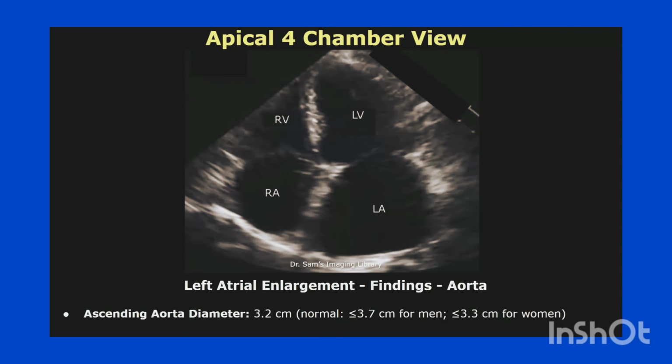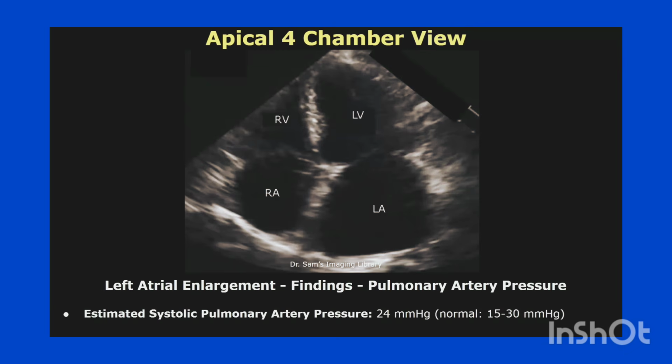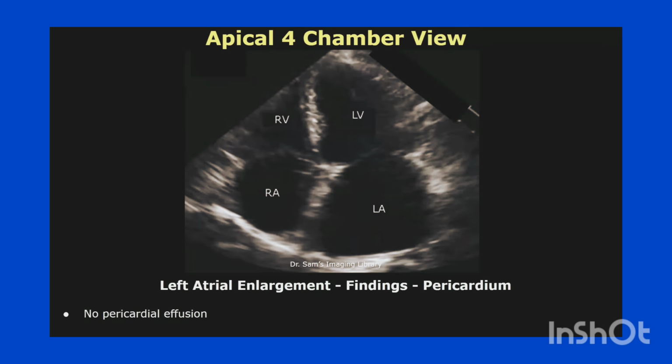The ascending aorta diameter is 3.2 centimeters, which is normal. The estimated systolic pulmonary artery pressure is 24 millimeters of mercury, so this is normal. There is no pericardial effusion.